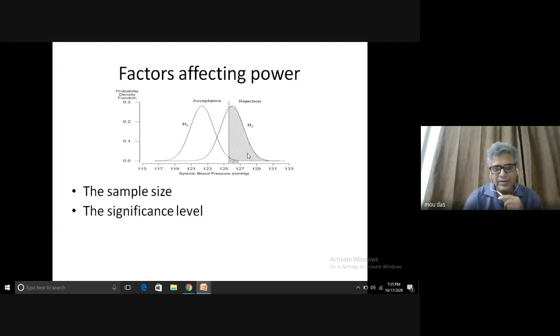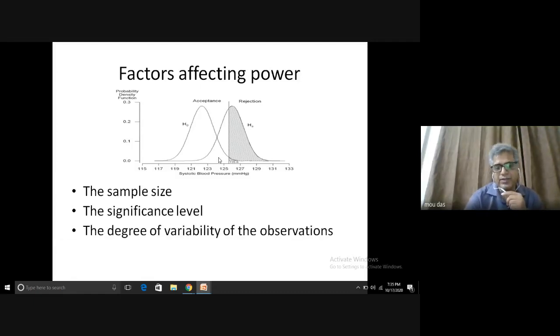Second, if we decrease the significance level, if you make it 0.001, this bar will shift this way, more towards the right, and the power will decrease. And if we make it 0.01, the power will increase. Third, degree of variability of observation. We know the standard error is dependent on the population standard deviation sigma divided by root over n, the sample size. Now, what is sigma? It is the variability of the population, or an indicator of the homogeneity, or rather heterogeneity, of the population. So if you take samples from a very homogeneous population, we decrease this sigma, and if you decrease the sigma, the standard error decreases, our curve gets steeper and we increase the power.